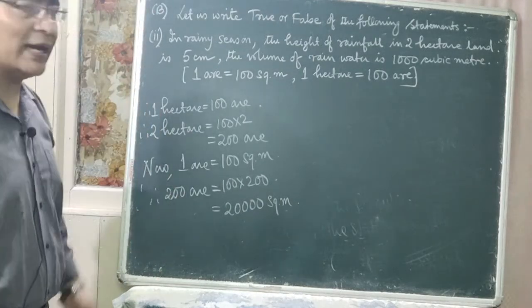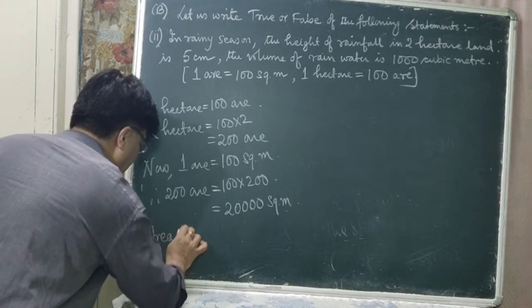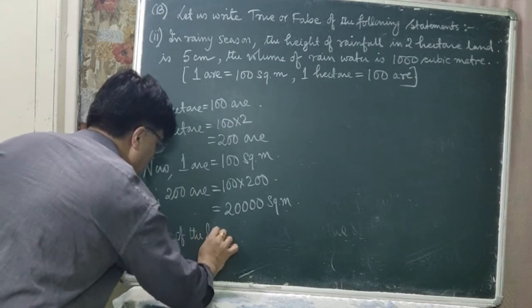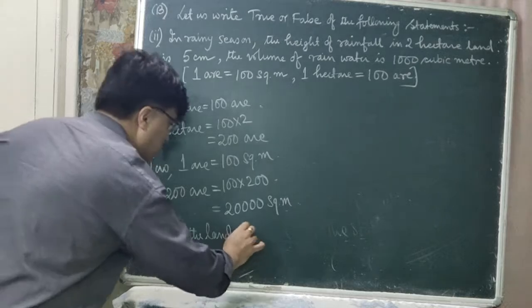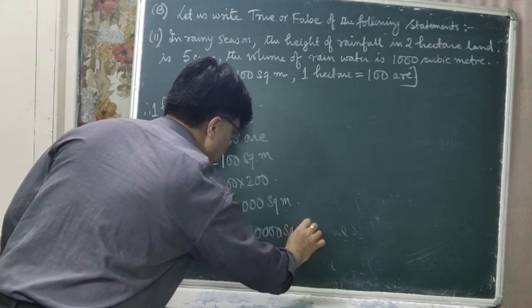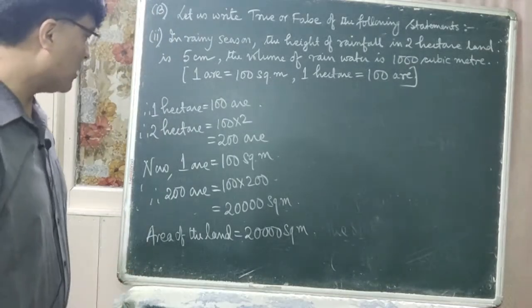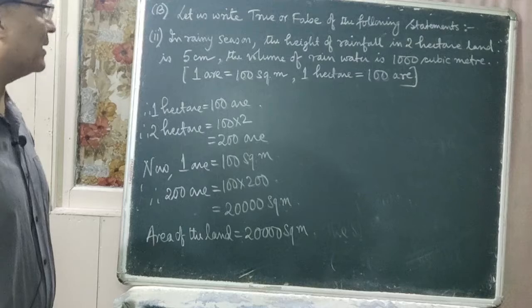This is the area of the land. So write down, area of the land is equal to 20,000 square meter. So I think you have understood it. It is 20,000 square meter is the area of the land.